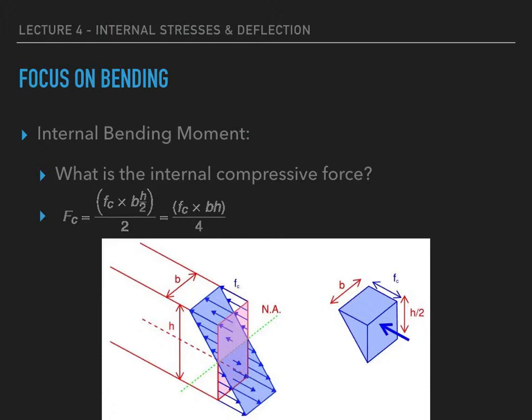So we have a triangular block, so we take fc times b times h over 2, and then all of that divided by 2 because this is a wedge, not a rectangular prism. And if you do the math up there in the top, you'll end up with the total force in that wedge block is fc times bh over 4. Just hold on to that for a second. All we did was calculate the volume of the block.